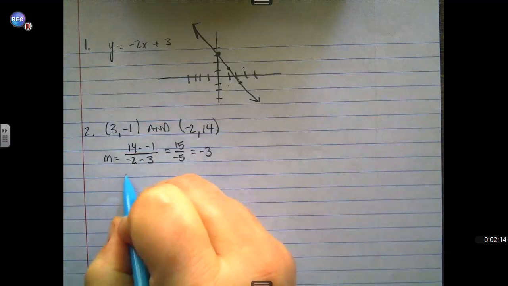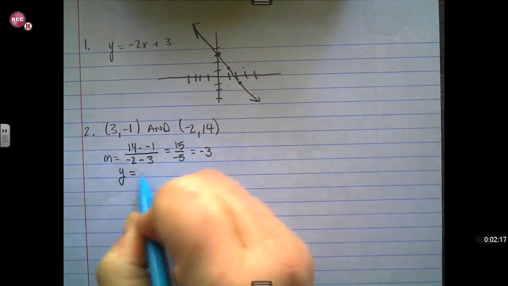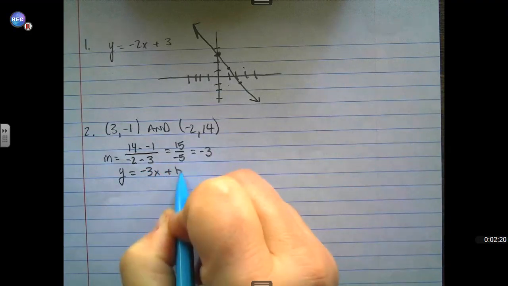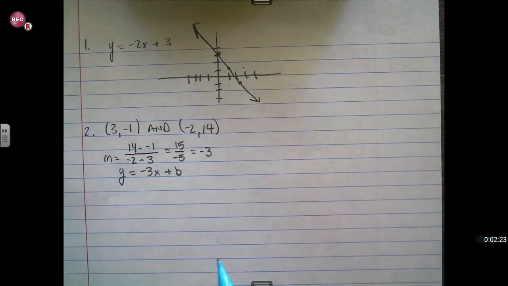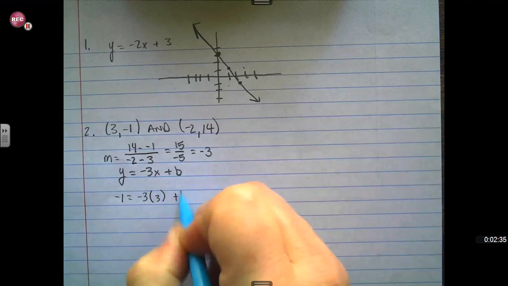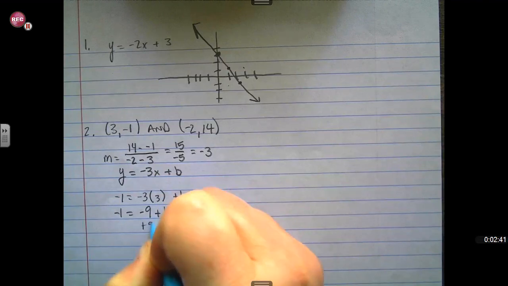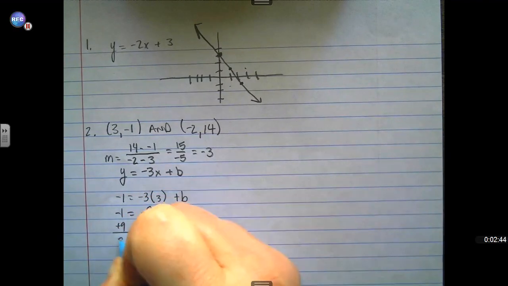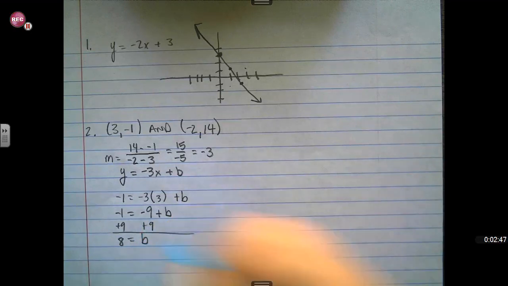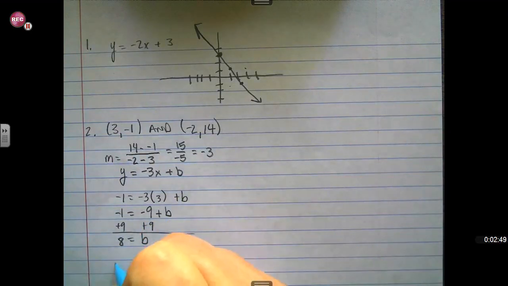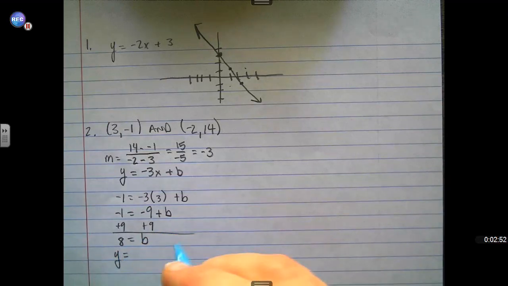And then I have y equals negative 3x plus b. And to find b, I'm going to plug in one of those points. I'm going to plug in the one on the left, (3, -1). So negative 1 for y equals negative 3 times 3, which is what I'm plugging in for x. Negative 1 equals negative 9 plus b. And I'm going to add 9 to both sides. And I get 8 equals b. And so my answer is y equals negative 3x plus 8.